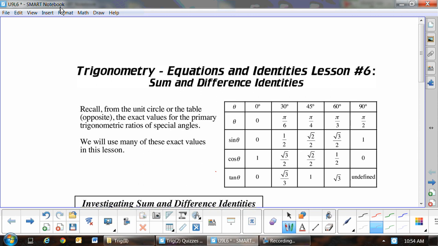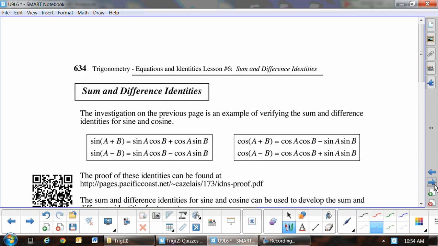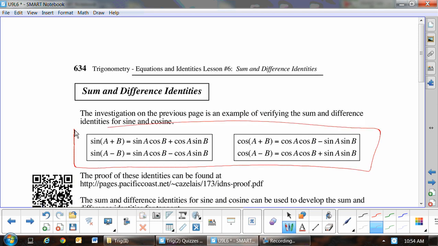So today, I'm going to teach you how to do sine 75 or cos 15. Okay? Now, the way we're going to do that is by going to the next page. And here are 4 formulas that you need to memorize. And there are 2 more at the bottom that you need to memorize.